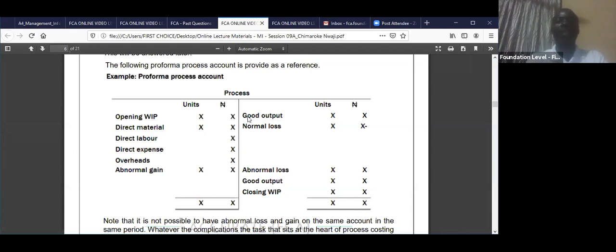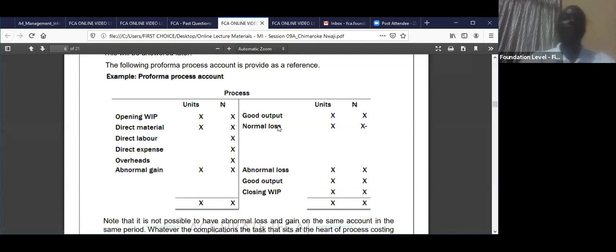We find out that there's a difference between good outputs and losses. These are good outputs. We call them good output because there is no defect in them. So what you put in here, you get them here. So this is the number of units that you got out, which is called good output, and their value. Then the loss that we expect, we call it normal loss.